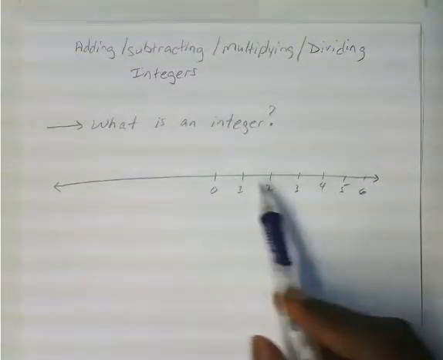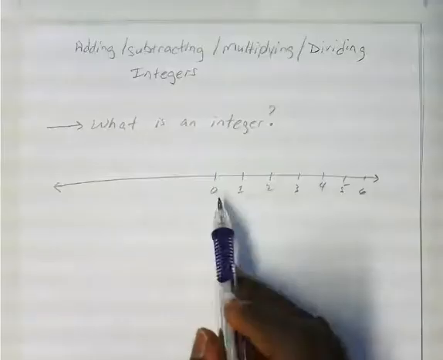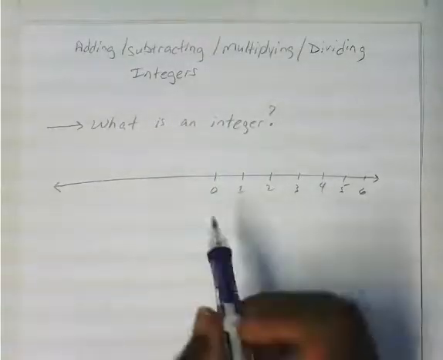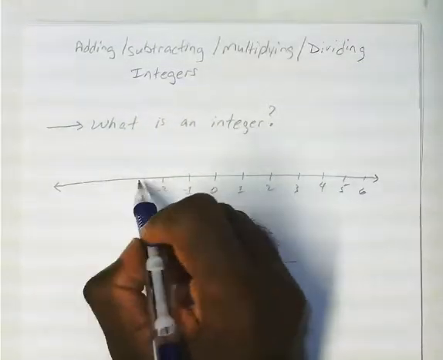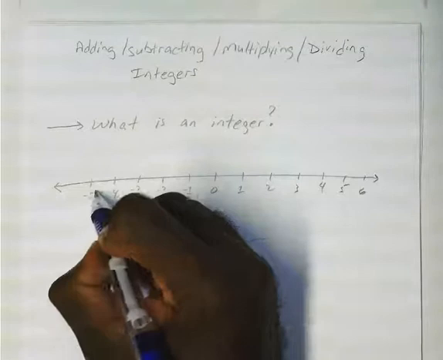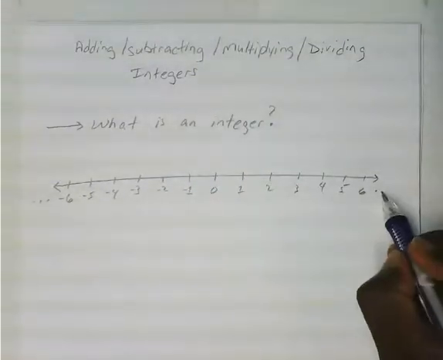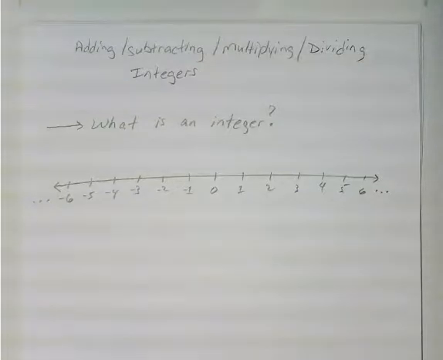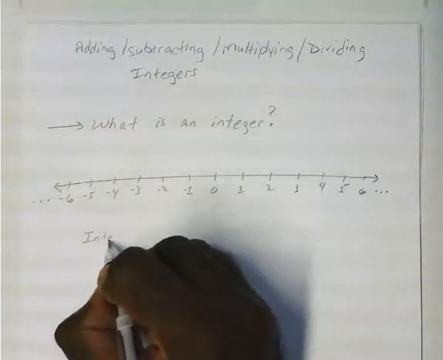Now, once we go to the right, we go the same direction to the left, but then every number is negative. So you have negative 1, negative 2, negative 3, negative 4, negative 5, negative 6, and it just keeps on going. Okay, so these numbers shown plus the numbers that are not shown are your integers.